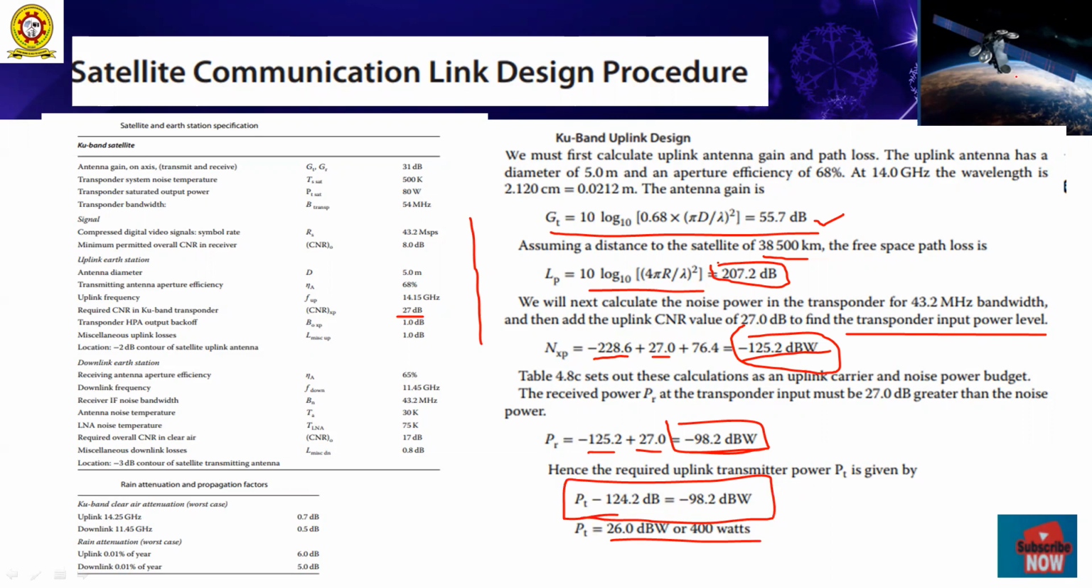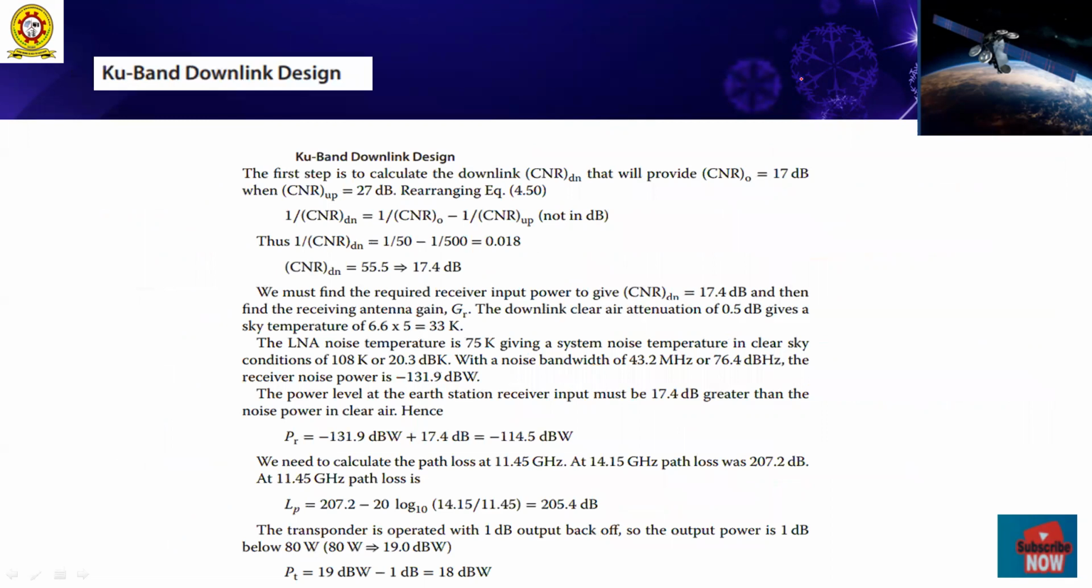Similarly, let us look at how to design this uplink. The same procedure will be followed for the Ku downlink also. So in this slide, we have the calculation for the downlink. What is the calculation for the downlink here? The first step is simple: calculate the C by N.